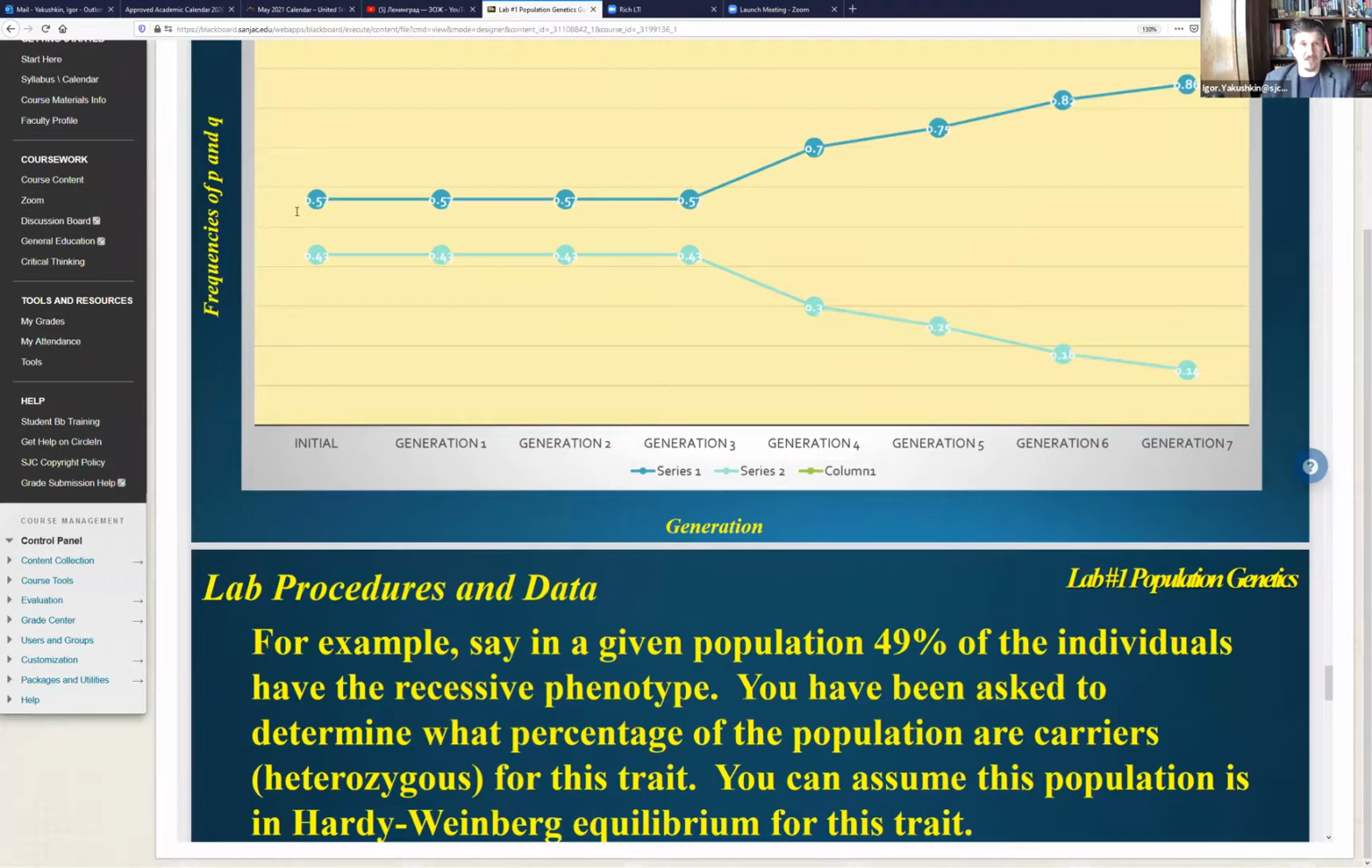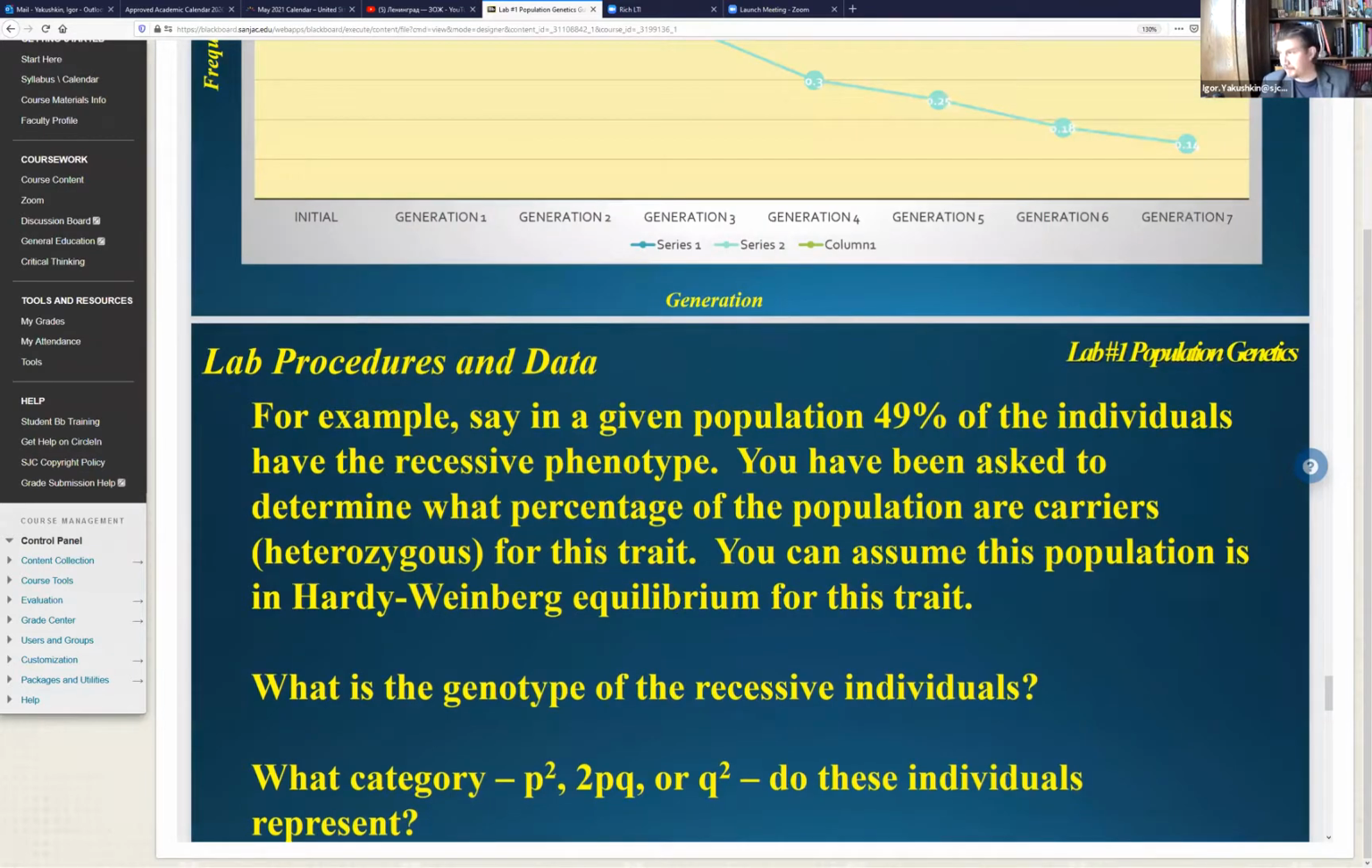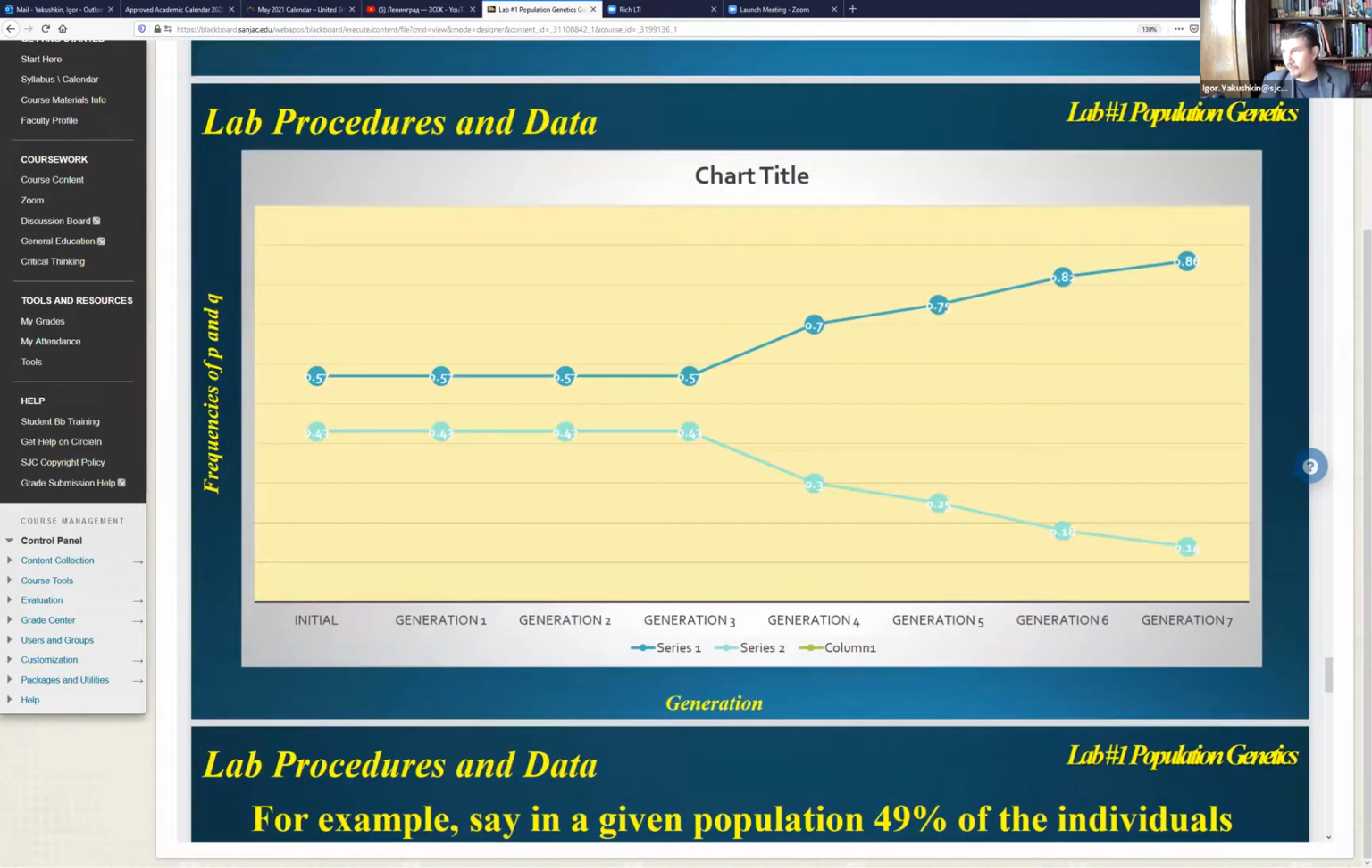So let's go with the data. Now we're going into a little bit of math. For example, let's say in a given population, 49% of individuals have the recessive phenotype. All right. Let me pause it for a moment, just for a moment.